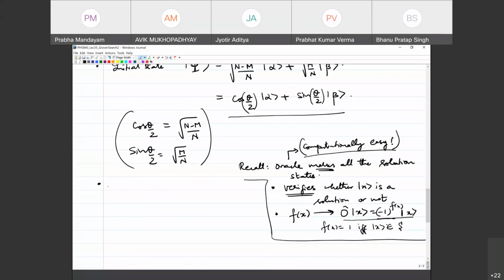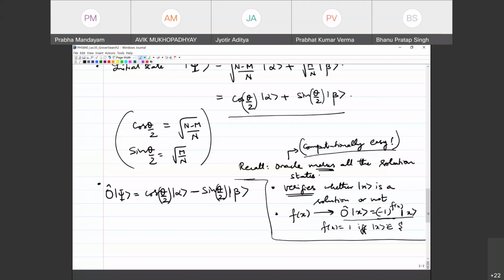So O acting on psi, it does nothing to ket alpha, right? Because those are the non-solution states. It now changes the relative phase like this, right? Because remember beta is a superposition of all the solution states, right? So this is what it's going to do.